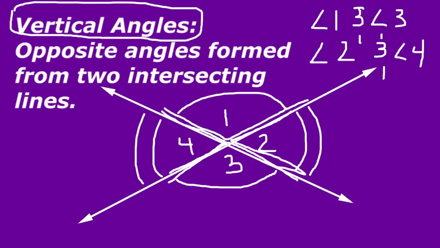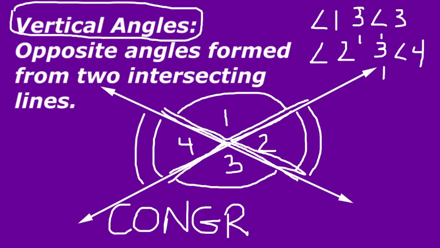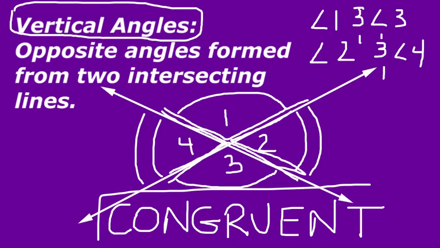So one big thing about vertical angles that you'll need to know is that vertical angles are always going to be congruent. They'll always have the same measurement. And that's one of the big takeaways for vertical angles.